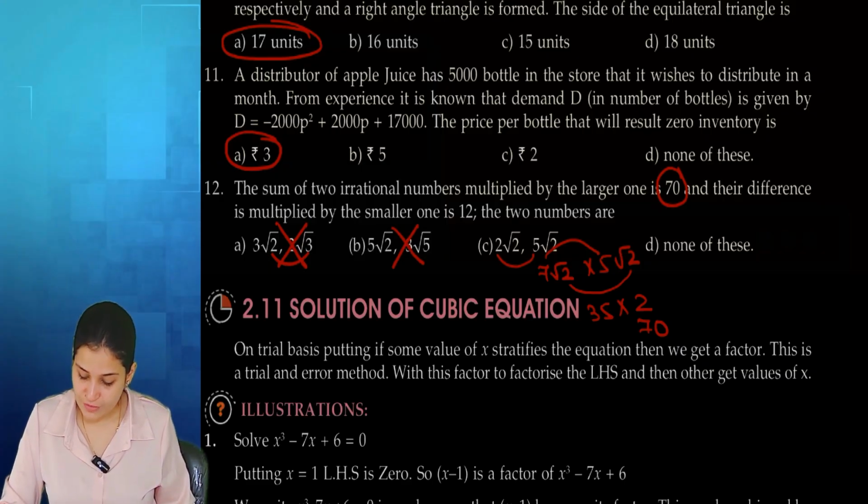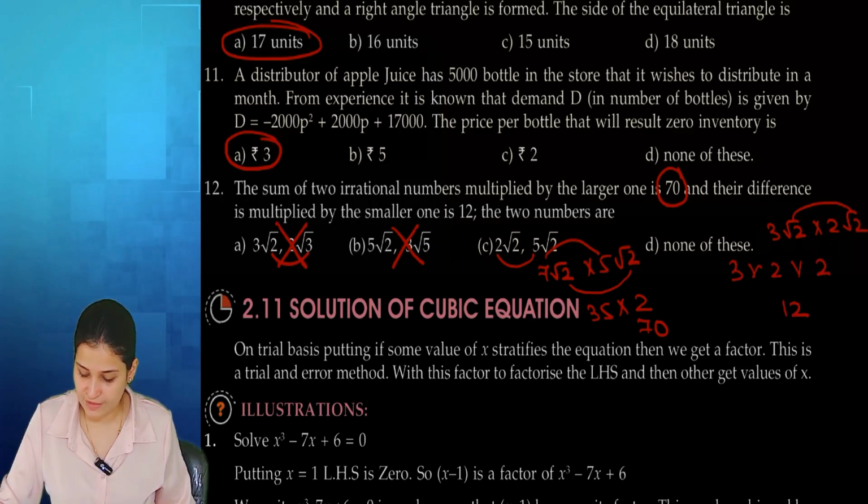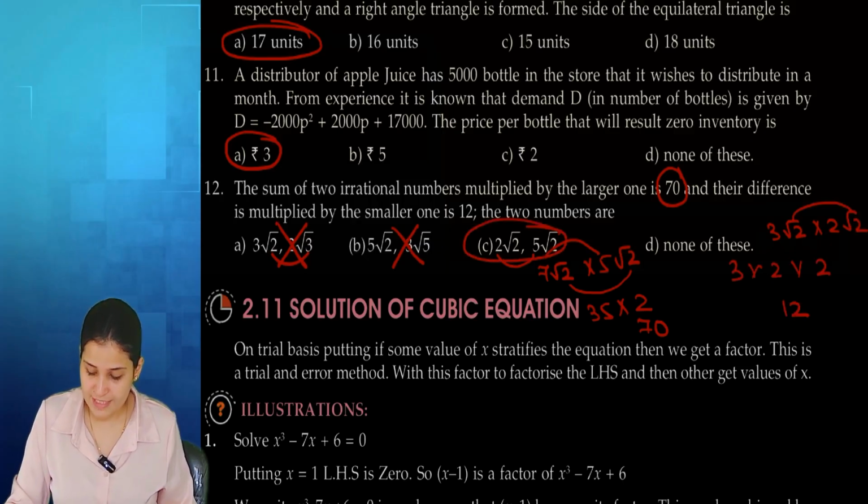And their difference. What is the difference between them? 3 root 2. If I multiply this by the smaller one, root 2 into root 2 is 2, and 2 and 3, the answer is 12. So option C is the correct answer.